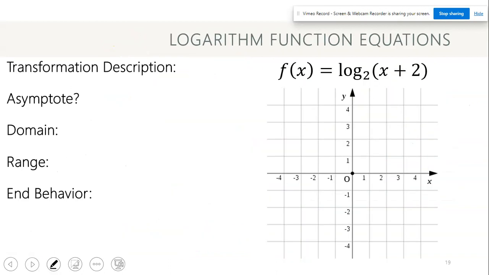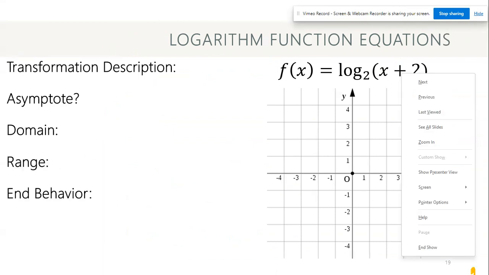Let's do another graph. JK, LOL. Let's have an equation, come up with the information that we need, and then sketch a quick graph. So we have log base 2 of x plus 2. Let's describe what's going on.